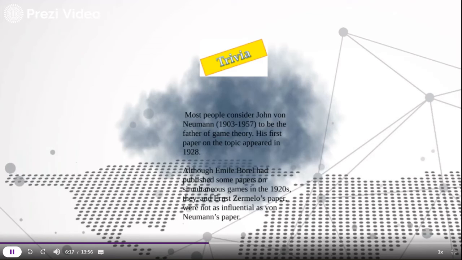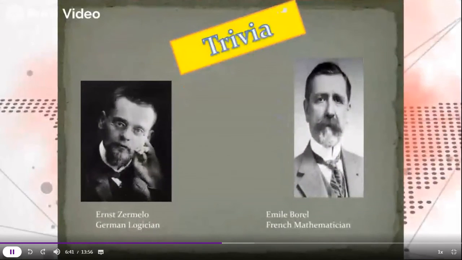They actually used simultaneous move games in those papers way back in the 1920s, much before von Neumann, but it was not famous. That's why people generally consider von Neumann to be the father of game theory, but he was not the first proponent. Before that, people already discussed this. So let's look at the pictures. Who are these two people? Ernst Zermelo was a German logician, and Emil Borel, many of you must have heard, was a French mathematician. They wrote papers in the 1920s that use simultaneous move games way before von Neumann.